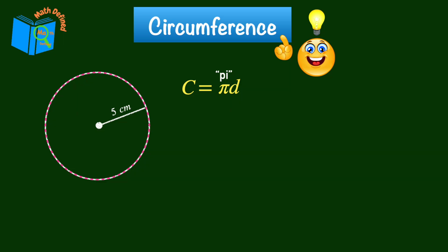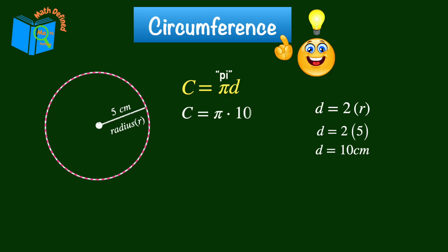Let's take a closer look at our circle here. We are not given the diameter, but we are given a radius of 5 centimeters. Remember, the diameter is twice the radius, so we'll need to multiply 2 times the radius, which is 5. And 2 times 5 is 10, so the diameter is 10 centimeters. And we'll rewrite our formula substituting in 10 centimeters for the diameter. C equals pi times 10.